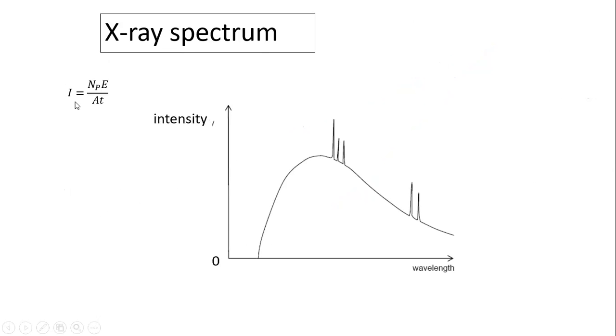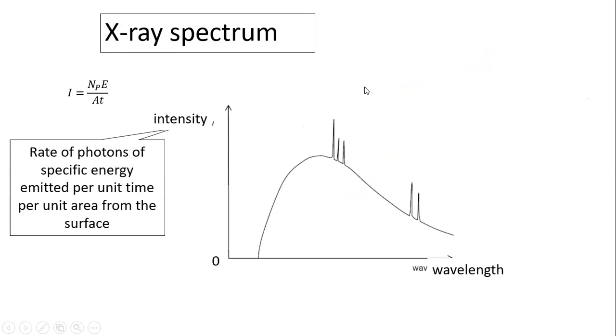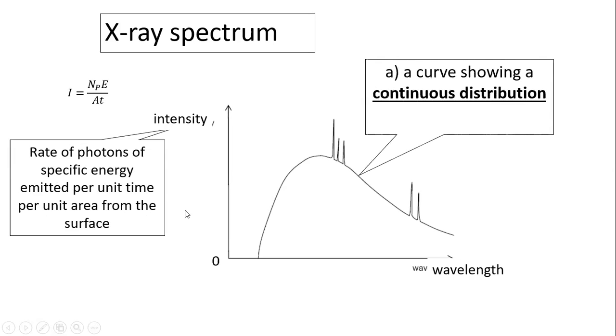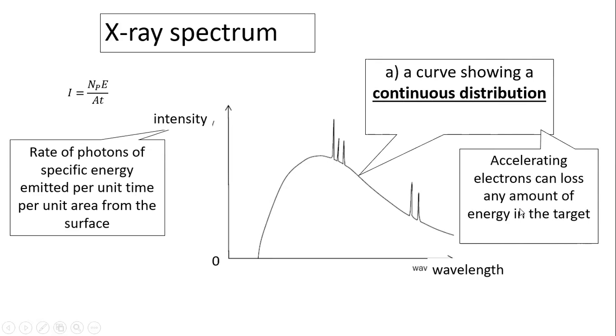Okay, so you can think of intensity as the number of photons of X-ray divided by time, times the energy of the X-ray, divided by the cross-sectional area. That's how we define the intensity: the rate of photons of specific energy emitted per unit time per unit area from the surface. So there's a continuous distribution for all wavelengths. How do we explain that?